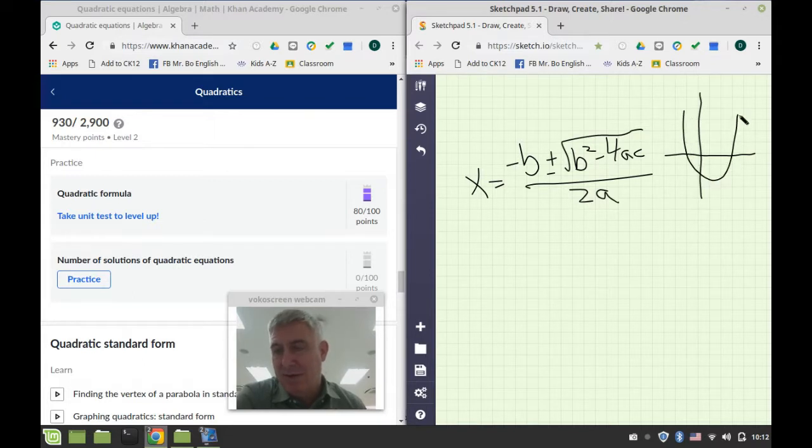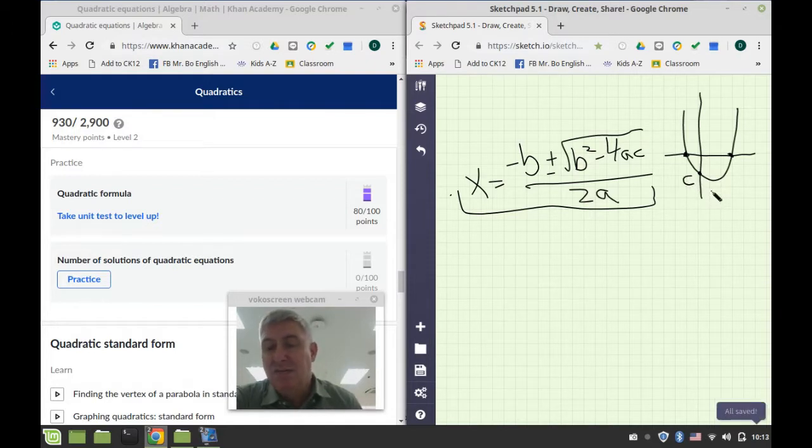So, if our parabola looks something like that, we have our normal points that we think are important, which is the x-intercepts, and our quadratic formula will give us that. We have our y-intercept, and that's pretty easy to get because we just set x equal to 0. And if it's in standard form, then that's just c.